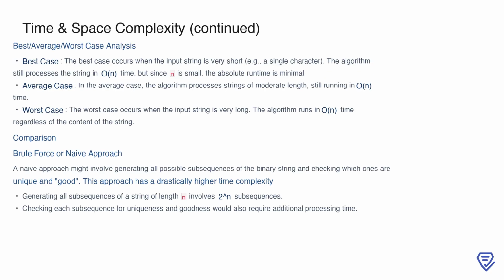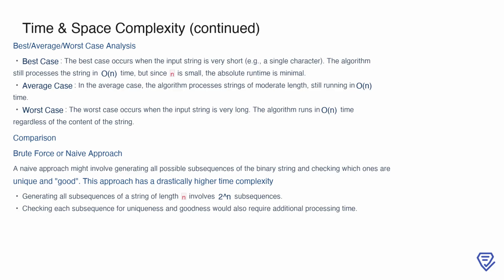Next, we consider the best, average, and worst cases for the algorithm. In the best case, where the input string is very short, such as a single character, the algorithm still processes the string in O(n) time, but the absolute runtime is minimal due to the small value of n. In the average case, for strings of moderate length, the algorithm remains O(n), as it always processes each character once. In the worst case, when the input string is very long, the algorithm still runs in O(n) time, regardless of the string's content.